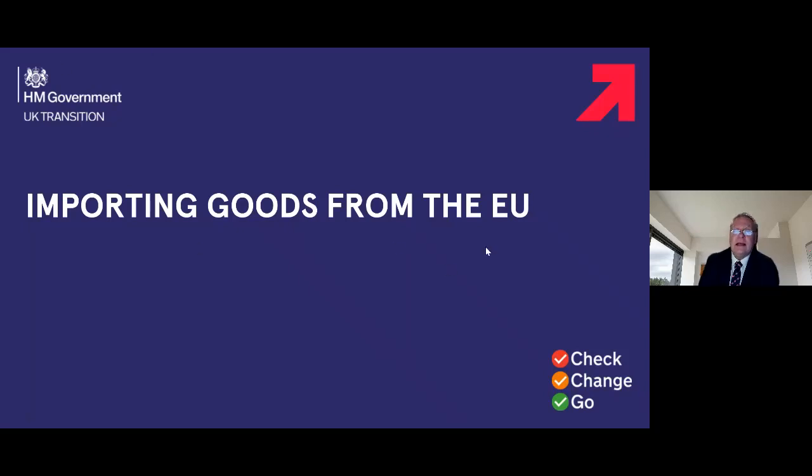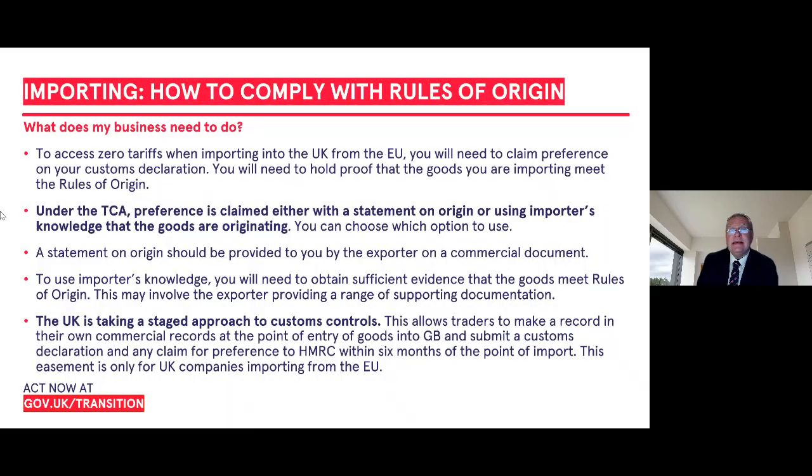The following slides will explain how to claim zero tariffs when importing goods into the UK. To access zero tariffs when importing into the UK from the EU, you will need to claim preference on your customs declaration. You will need to hold proof that the goods you are importing meet the rules of origin.